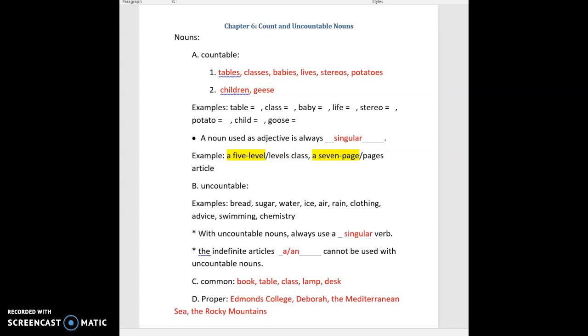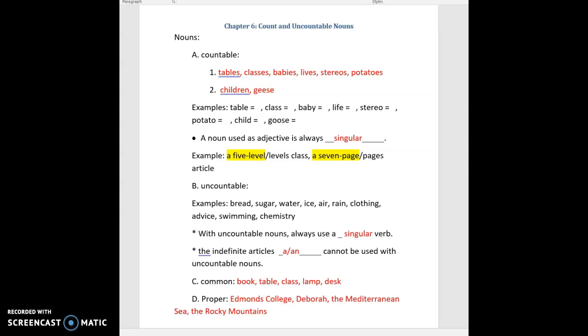Hi, this is my introduction to Chapter 6 of Grammar for Writing 1. The subject is count and uncountable, or sometimes called non-count nouns. Nouns make up a huge percentage of the English language, and they can be a little bit complicated because we have these two different types of nouns, countable and uncountable, and knowing which is which will affect your verb form. So, whether it's going to be a single verb or a plural verb.